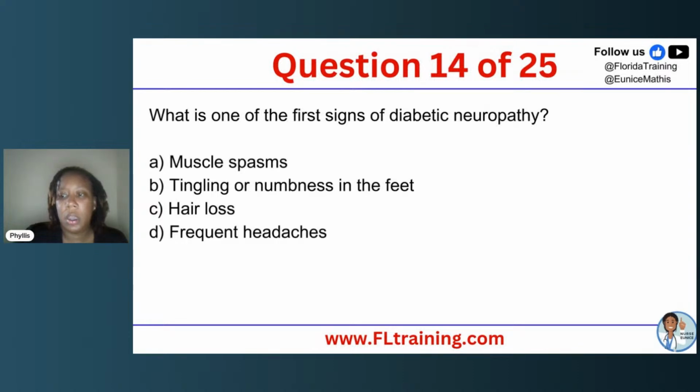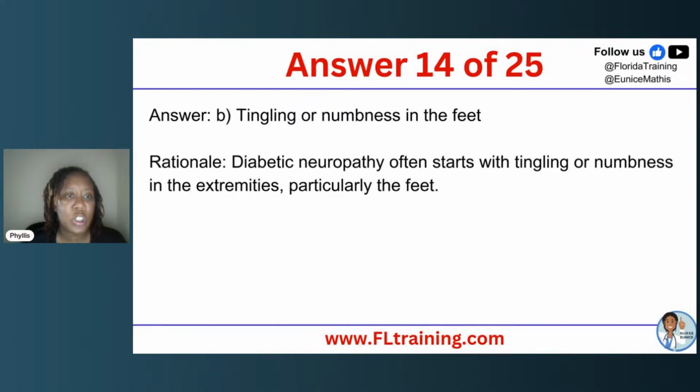All right, let's go ahead and reveal the answer. If you chose answer B, you are absolutely correct. Tingling or numbness in the feet. Diabetic neuropathy often starts with tingling or numbness in the extremities, particularly in the feet. Way to go, guys, if you chose B.